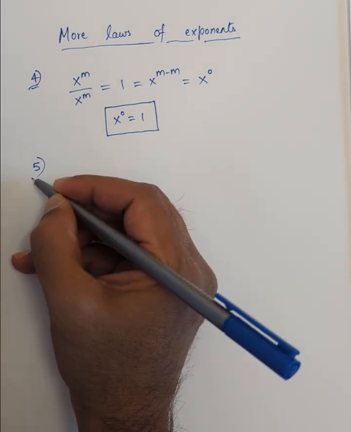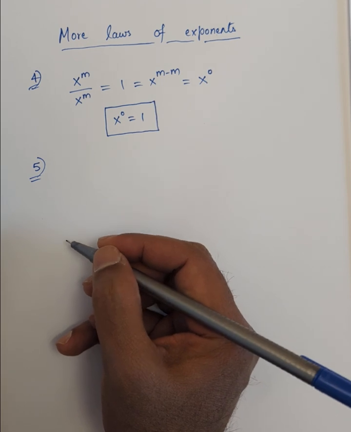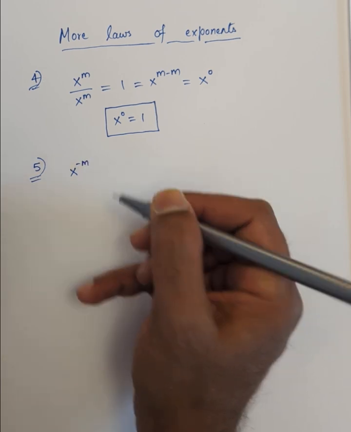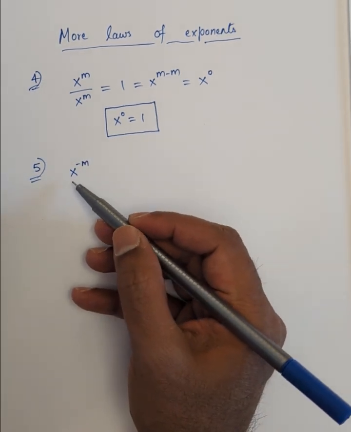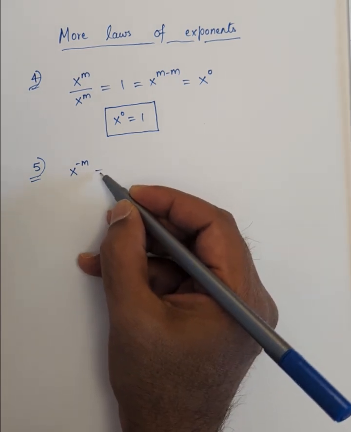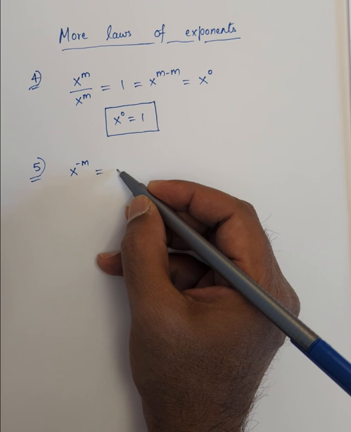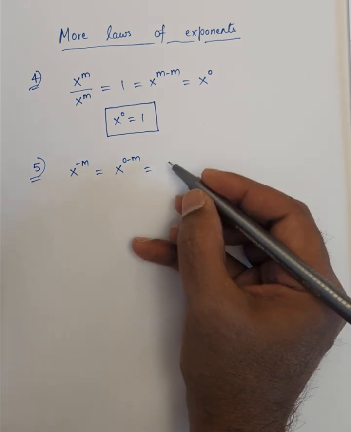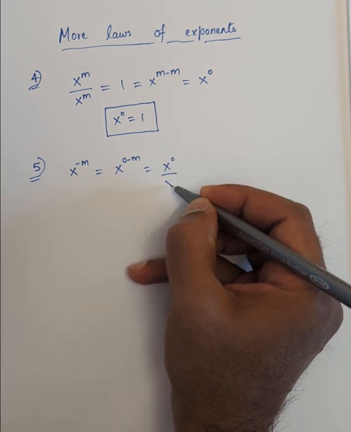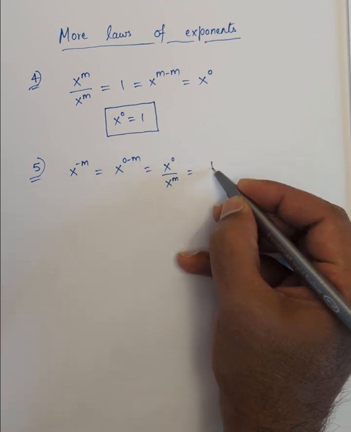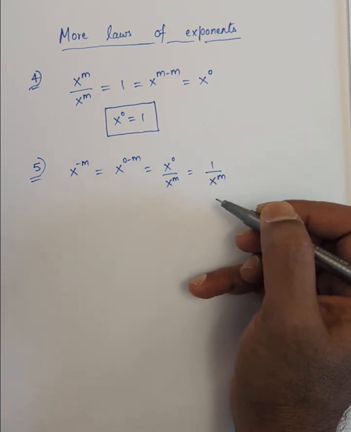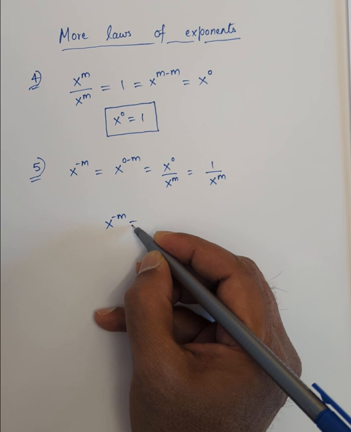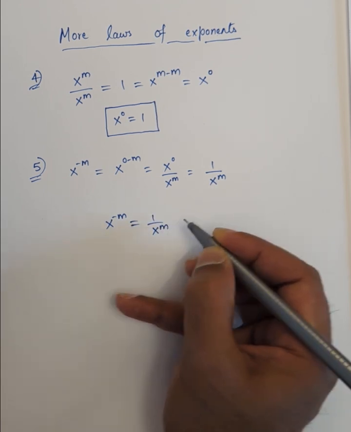And then we look at rule 5, where I have x to the power negative m. Now sometimes you don't like to have negative exponents. So what you could do is write this as x to the power 0 minus m. So that's going to be x to the power 0 over x to the power m, which is 1 over x to the power m. So that's the fifth rule: x to the power negative m is 1 over x to the power m.